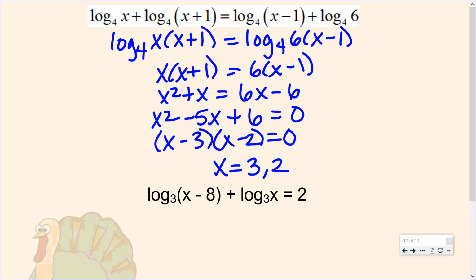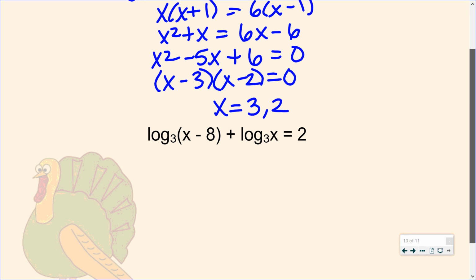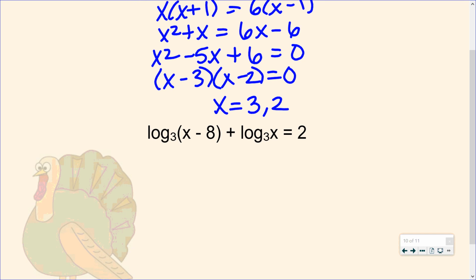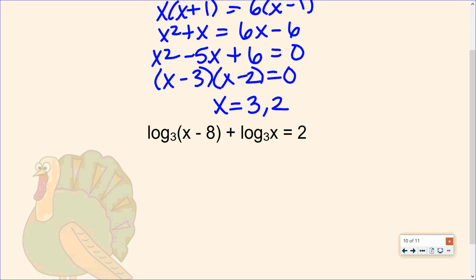Okay? Last problem. Log base 3 of x minus 8 plus log base 3 of x equals 2. So again, I have multiple logs. First step is going to be to condense them. It's addition between the logs, so I change the addition to what? Multiplication again. Log base 3, I want to multiply x times x minus 8 equals 2. In the last problem, I had a log of the same base on each side, so I could just drop it. In this problem, I don't. I don't have a log base 3 there, so I can't just drop it.